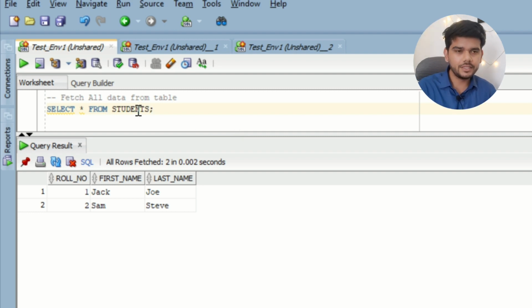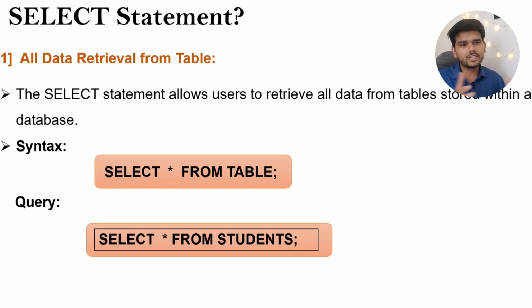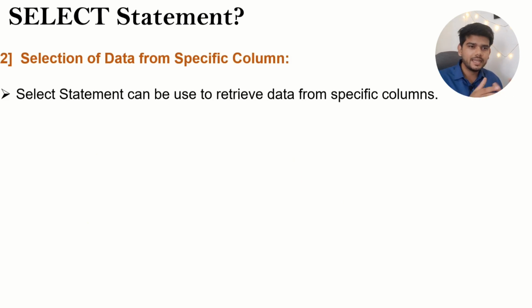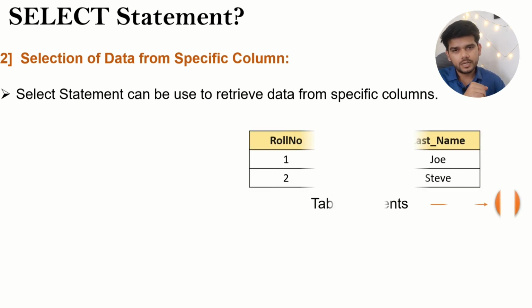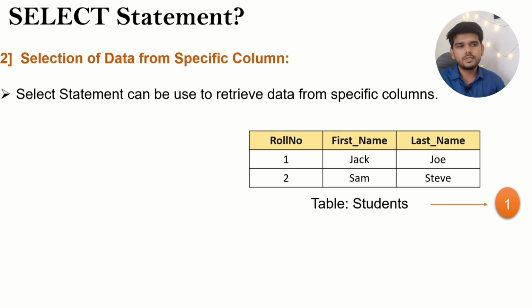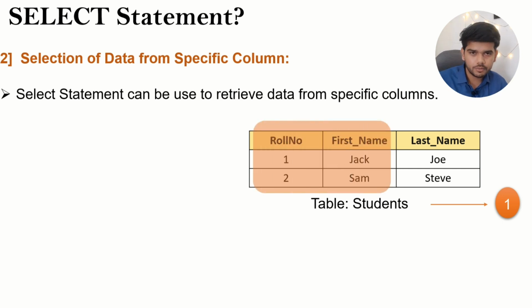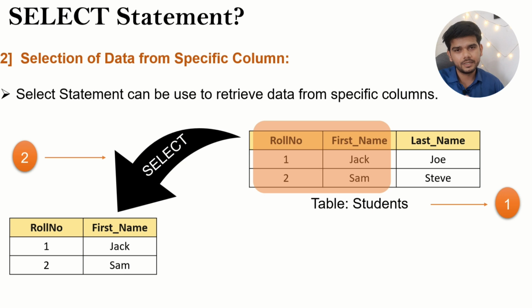Now move on to the second scenario and understand selection of data from specific columns. The select statement can be used to retrieve data from specific columns. We'll take the same example. Suppose in this student table we have 3 columns, and out of these 3 columns we want the data to be fetched only for 2 columns, that means roll number and first name. This we can do with the help of the select statement.